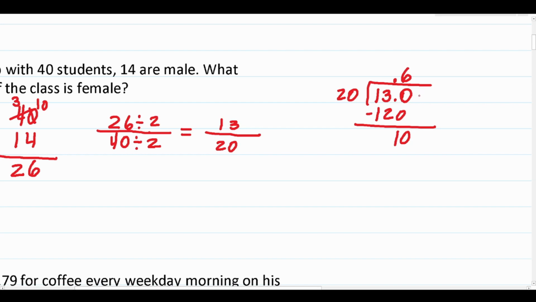And again, we can add another 0 placeholder as needed, which we can then drop down. Now the question is, how many times does 20 go into 100? 20 times 5, of course, is 100. 100 minus 100 is 0. And so we can see that 13 over 20 is the same as 0.65.